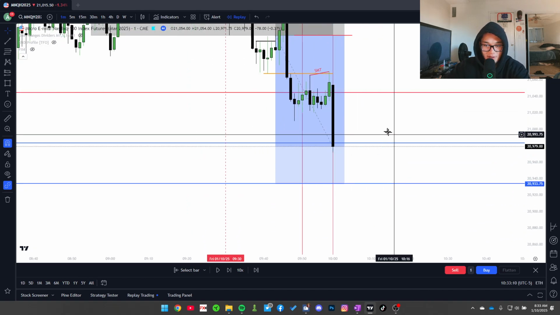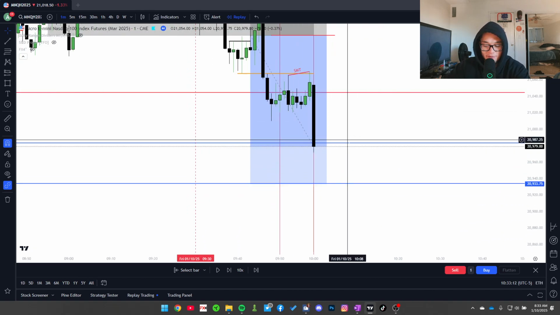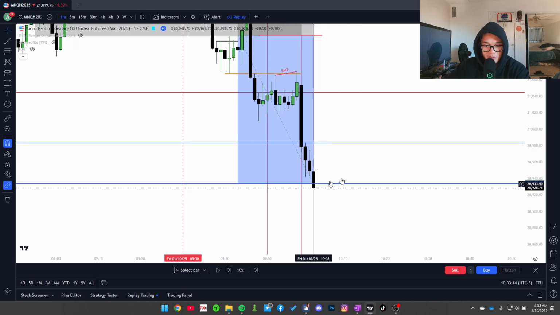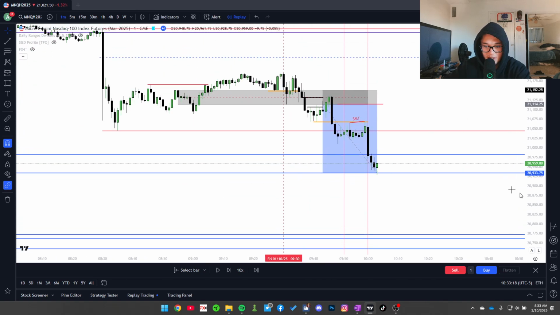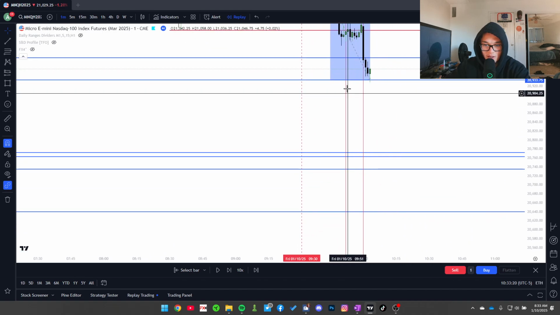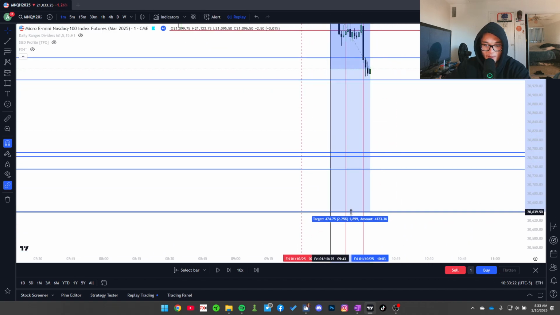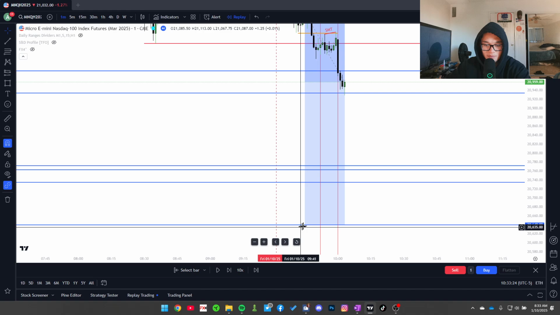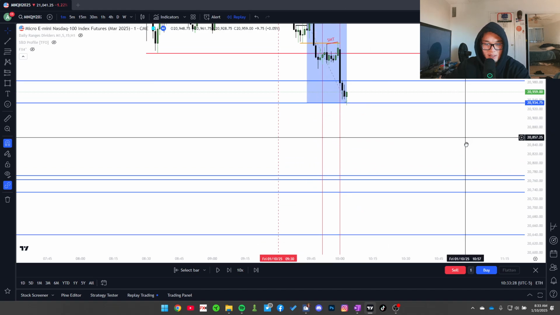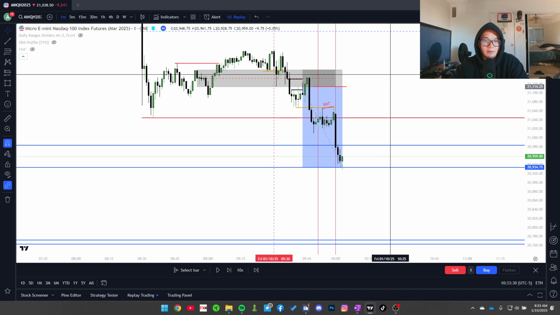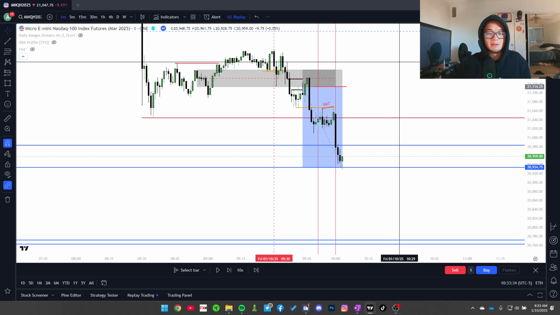But we come down, smash the first take profit, and we go straight to the second take profit as well. So easy trade on the day. I do think we are going to continue down all the way to here, but absolutely no reason to be greedy. 4.7 RR, that's all I need. That's a beautiful trade. Very clear day, in my opinion.